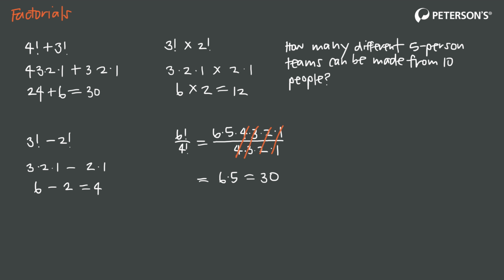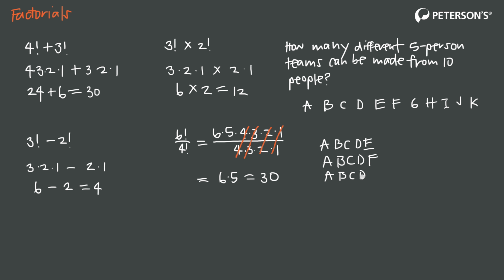So for instance, if I assign each of the 10 people a letter, so person A, person B, person C, etc., and I have 10 people, I could make a team with A, B, C, D, and E, or I could make a team with A, B, C, D, and F, or I could make a team with A, B, C, D, and G. So there's all these different combinations. The good news is that we can actually use factorials to solve this problem really easily.